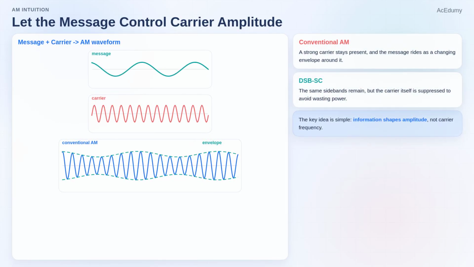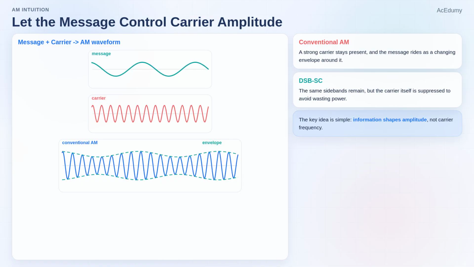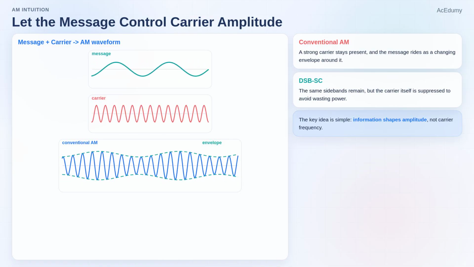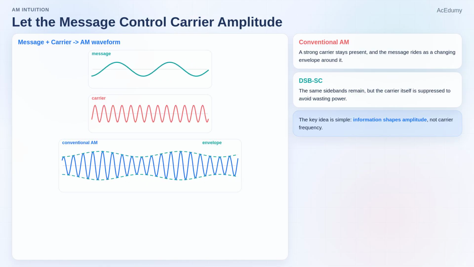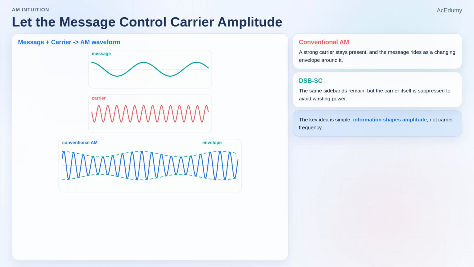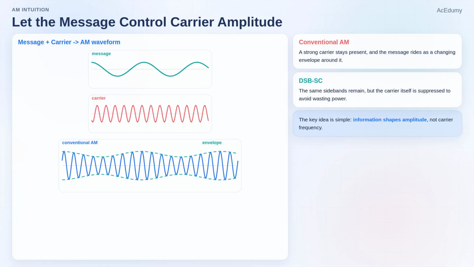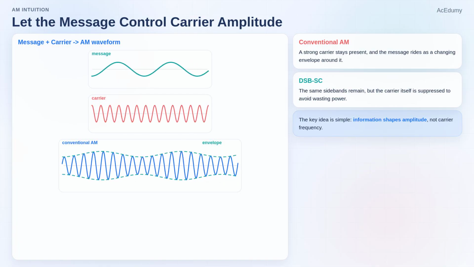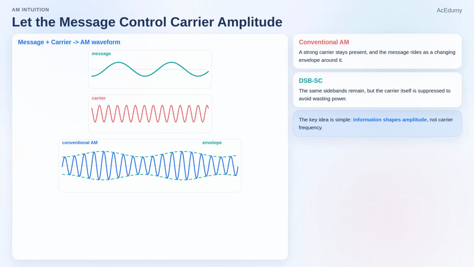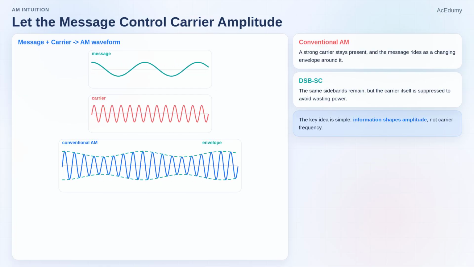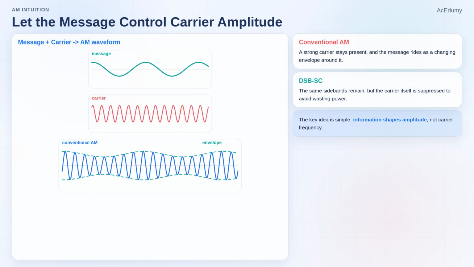Now that we know why a carrier is useful, we can ask how the message is placed on that carrier. In amplitude modulation, the message controls the carrier amplitude. When the message grows, the carrier envelope expands. When the message falls, that envelope contracts. In conventional AM, a strong carrier remains present all the time, so the envelope is easy to observe.